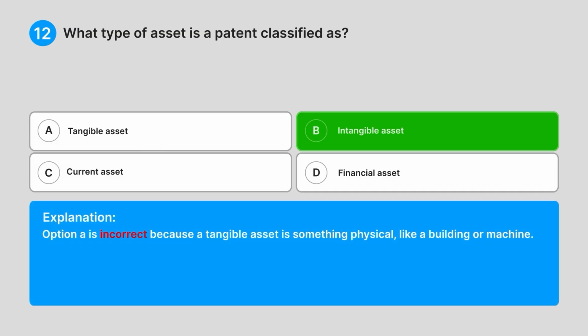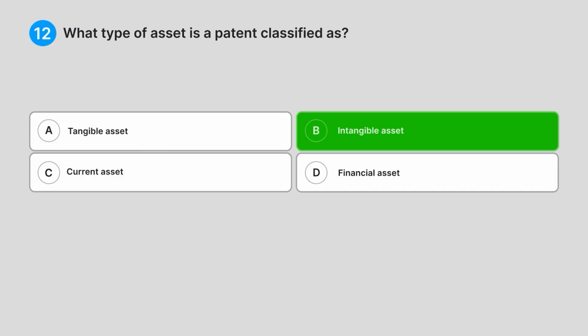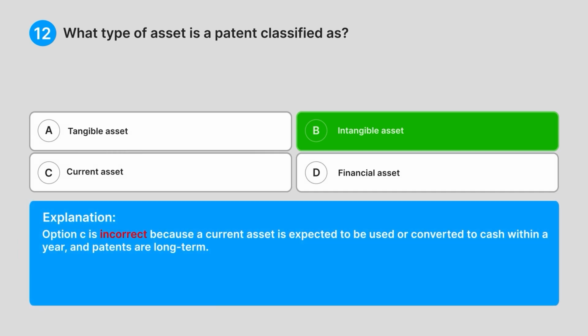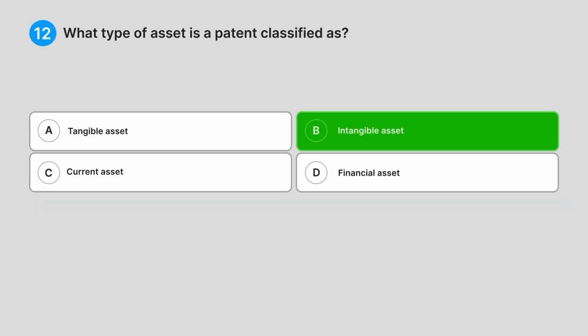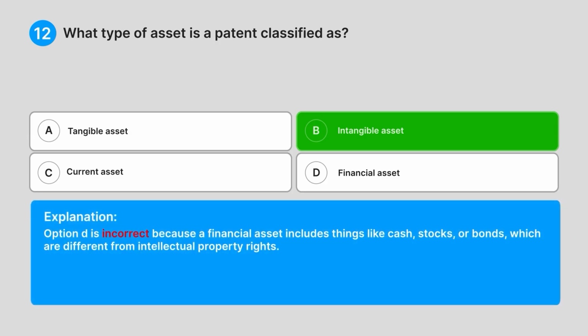Option A is incorrect because a tangible asset is something physical, like a building or machine. Option C is incorrect because a current asset is expected to be used or converted to cash within a year, and patents are long-term. Option D is incorrect because a financial asset includes things like cash, stocks, or bonds, which are different from intellectual property rights.